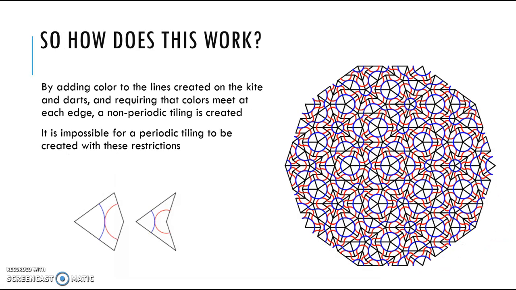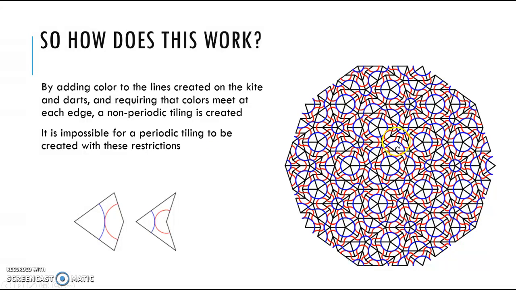All right, so how does this exactly work? What we do is we take the kite and the dart, and we can add these colored lines to them, the blue and the red. By adding the blue and the red on them, that shows that we can only tile these in a certain way, that they have to match up in a certain way. So with these restrictions, that is another thing that makes it impossible to create a non-periodic tiling.